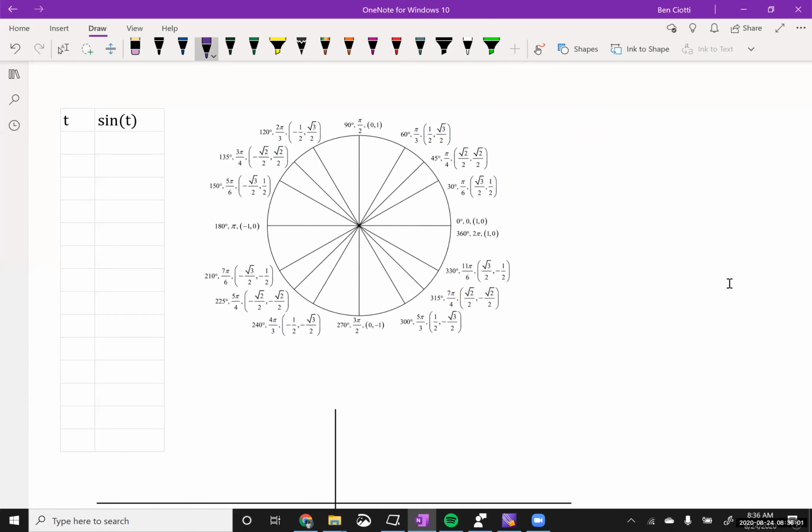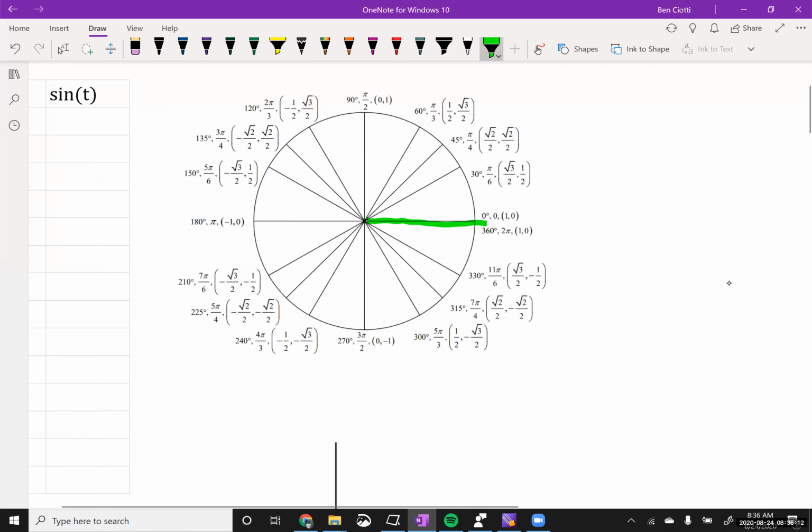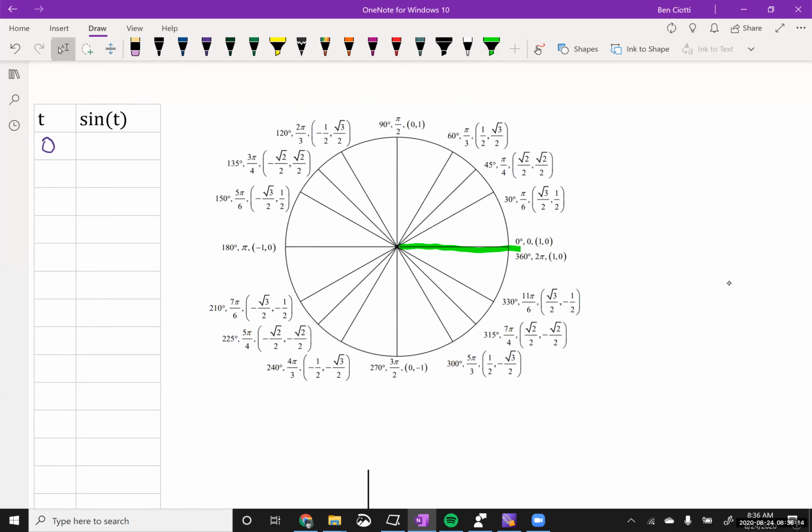So, okay, what values should I choose? Well, let's start, how about with sine of 0? So that would correspond to this point on the unit circle. And remember, the sine is the y value. So the y value that corresponds to the point on the unit circle with angle 0 is 0.